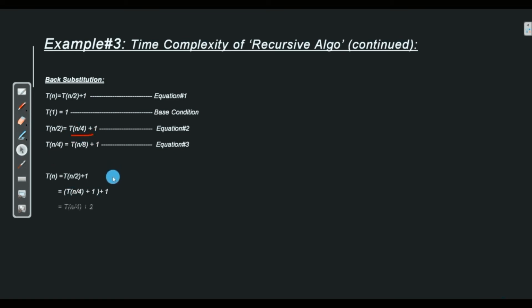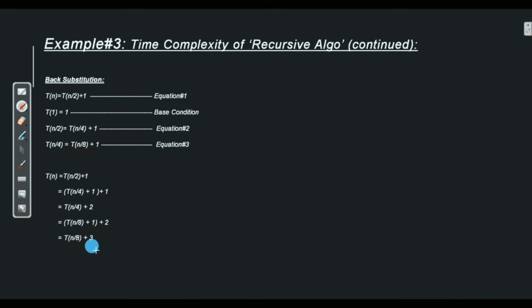Now we will do some arithmetic. So it turns out to be T(n/4) + 2. Now the next step is, again we will replace the value of T(n/4) from equation number 3. So T(n/4) is equal to T(n/8) + 1. Here we have put the same value, T(n/8) + 1, and this 2 comes here as it is. Now let's do some arithmetic. So it becomes T(n/8) + 3.